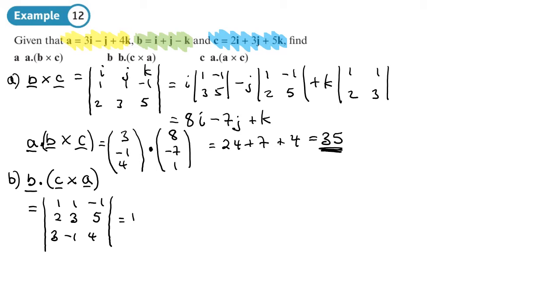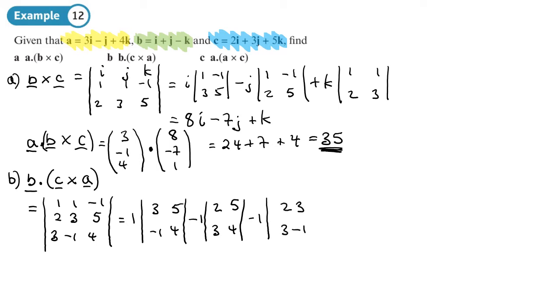Right, so we start with 1, and then we have 3, 5, minus 1, 4, minus, I was going to put plus there, minus 1, so we've now got to this one here. So minus 1, and that will be 2, 5, 3, 4, and then minus 1, and this will be 2, 3, 3, minus 1.